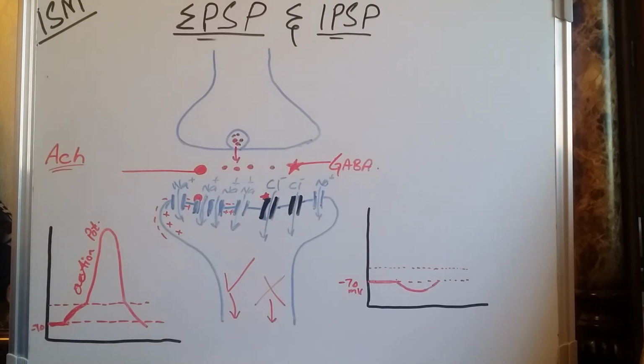So this is all about the excitatory and inhibitory postsynaptic potential. It is not so difficult, and if you remember these points, that acetylcholine opens up more and more sodium channels and GABA opens up more chloride ion channels, it will be very easy to remember.